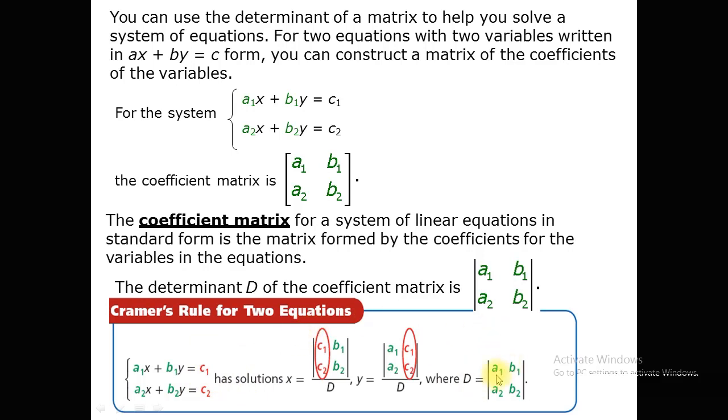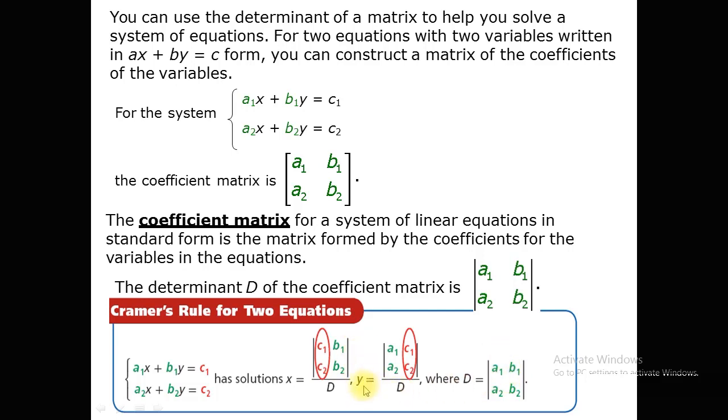So this matrix D is the coefficient matrix of the system. To find the value of x, replace the first column by the constants on the right hand side of the system. This is the new determinant Dx, which contains the entries c1 b1 in the first row and c2 b2 in the second row, and we divide it by the determinant of the coefficient matrix.